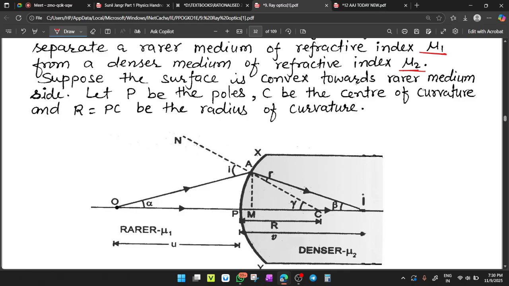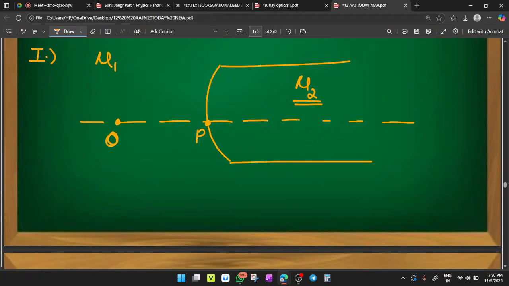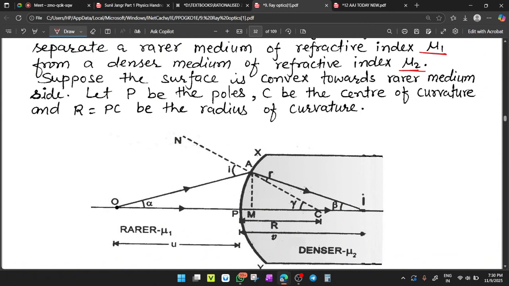Suppose the surface is convex towards the rarer medium. Obviously, that's why it is called a convex spherical refracting surface. Let P be the pole, C be the center of curvature, and R equal to PC is the radius of curvature. So we have considered all essential points. There is C, the center of curvature, and the distance from P to C is equal to R, that is called the radius of curvature. Clear or not? Check here, this point is P and this point is C, so the distance between P and C is equal to R.